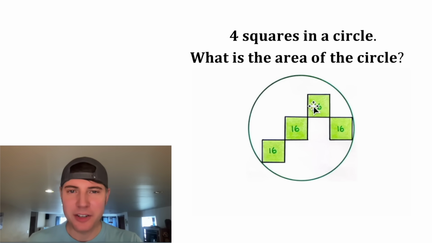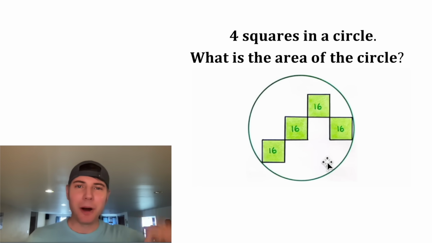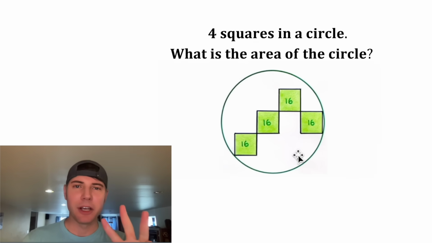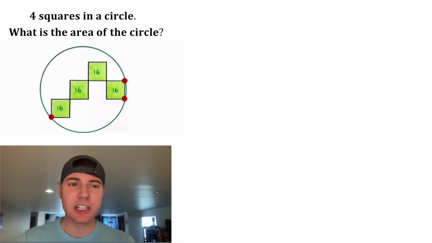We're given 4 squares inside of a circle and it wants to know what is the area of the circle. If you want to try this on your own, pause it right now because I'm going to solve it in 3, 2, 1. First, I want to identify these points where the squares touch the circle.